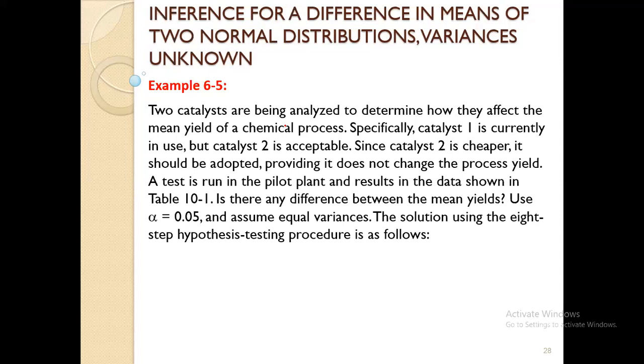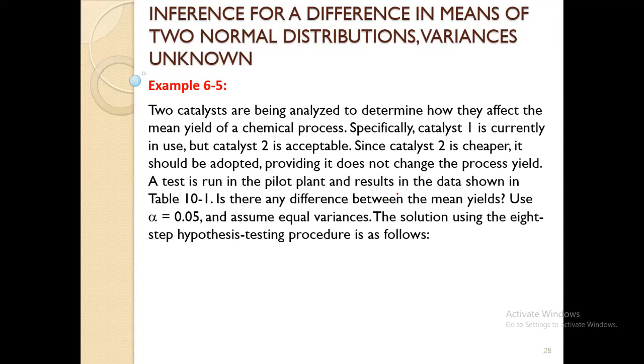That's it. You have to design as an engineer. If you get a new catalyst, and you compare catalyst 1 and catalyst 2, if catalyst 2 gives a higher yield, then we choose catalyst 2 because it's cheaper. We would like to check that this catalyst does not change the process yield. That's okay, because catalyst 2 is cheaper and we get the same process yield.